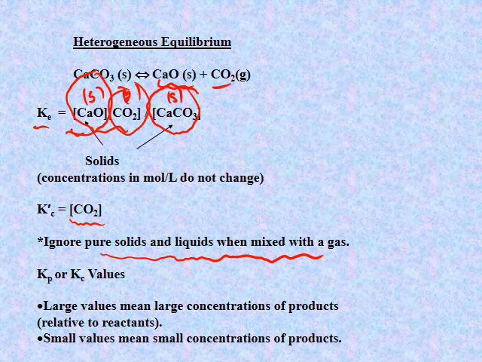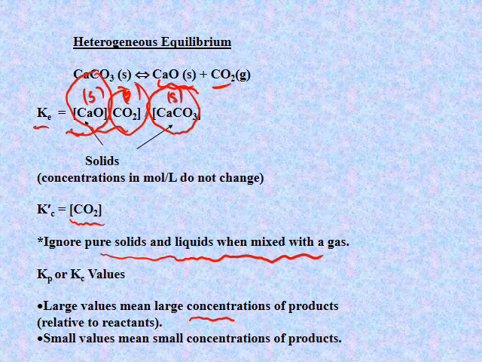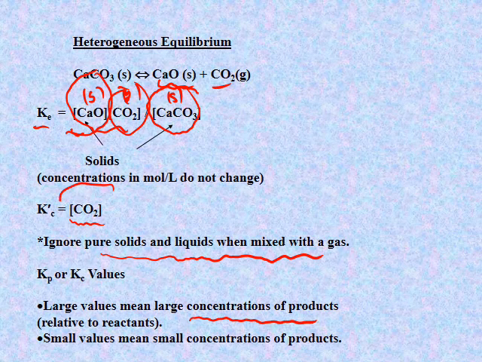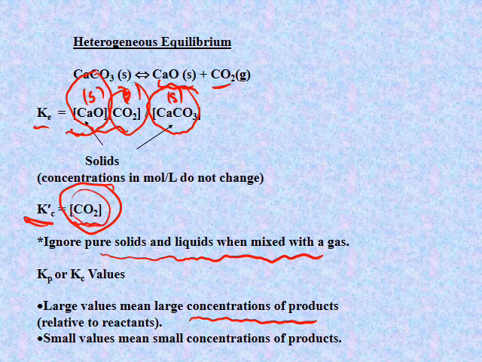Now, large values of equilibrium constant means large concentration of products. In this case, you can better see it. If I have large value of equilibrium constant, that means I have large concentration of carbon dioxide. On the other hand, if equilibrium constant is small, that means I have a smaller amount of product.